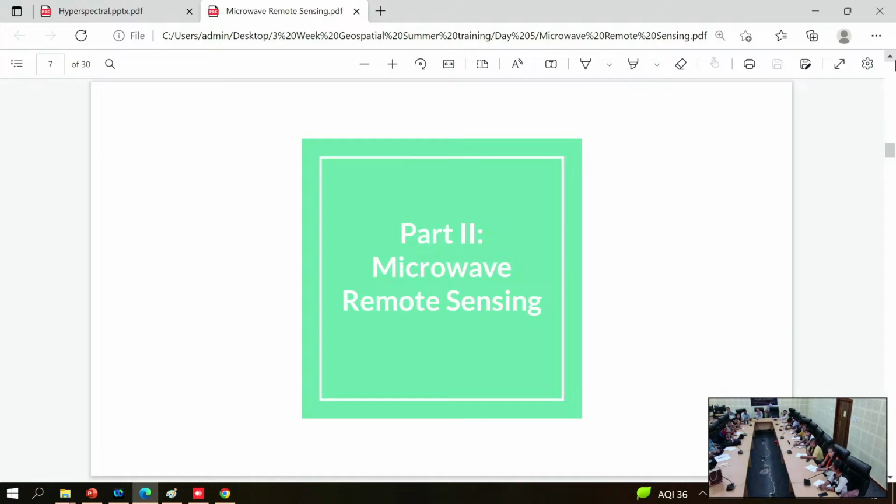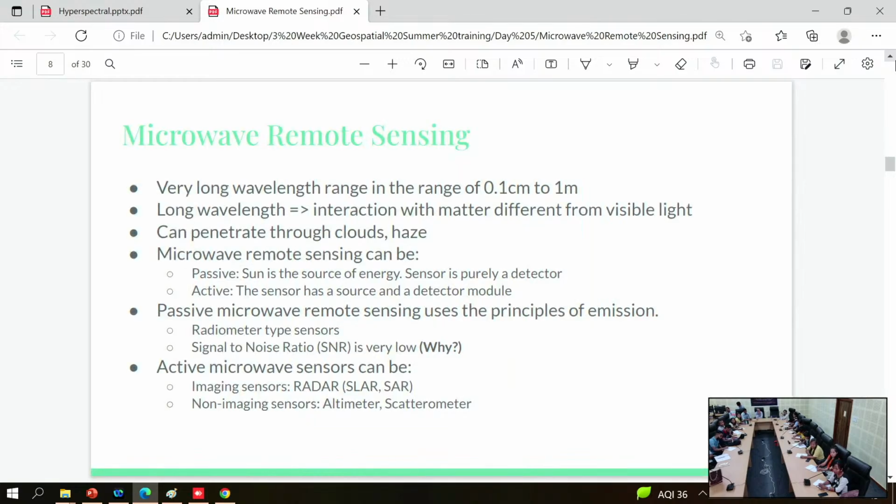So, 3 forms of interaction of light with targets we have learned. What are they? Reflection, scattering, emission. Now, in case of microwave, we saw that the wavelengths are very, very large. It is in the range of 0.1 centimeters to 1 meter. Because the wavelength is comparable to the size of the target, we will be able to understand how the targets are going to scatter the microwave radiation.